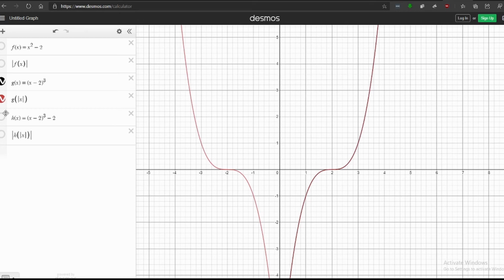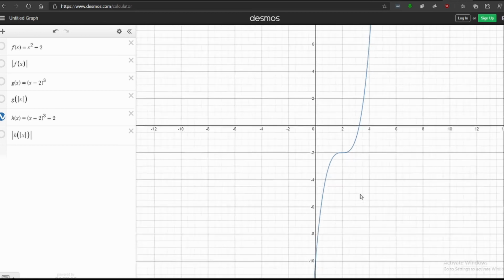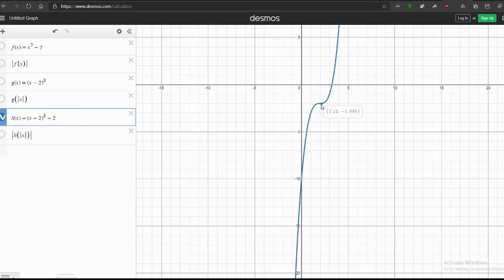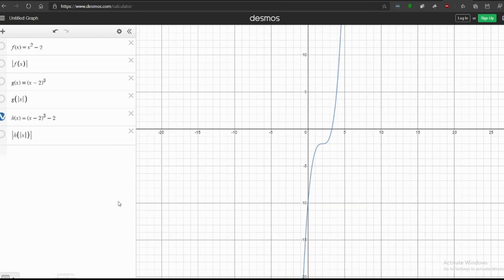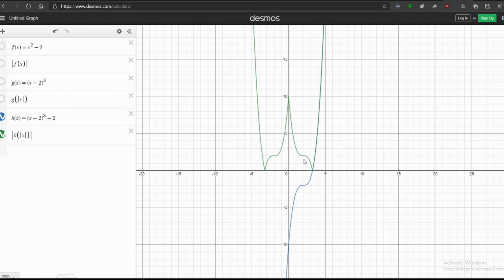Now for our final example, we're going to combine both of these. We have h of x equals (x minus 2) to the third minus 2. So you see here, it's just this cubic that I shifted all the way down here. What happens if I put both the absolute value around the h of x and inside of the h of x? Well, we're going to click on this, and we see this.